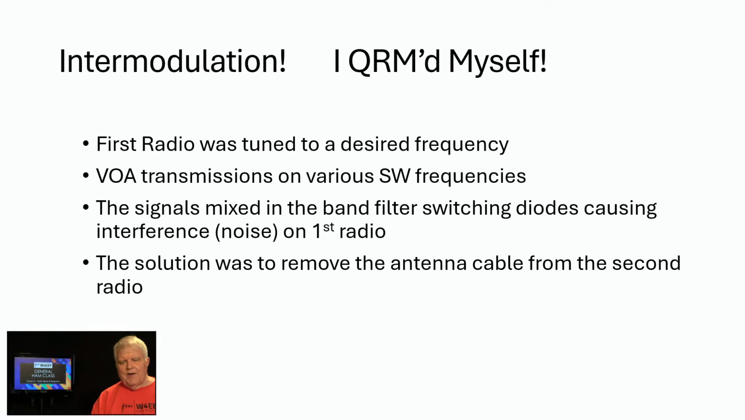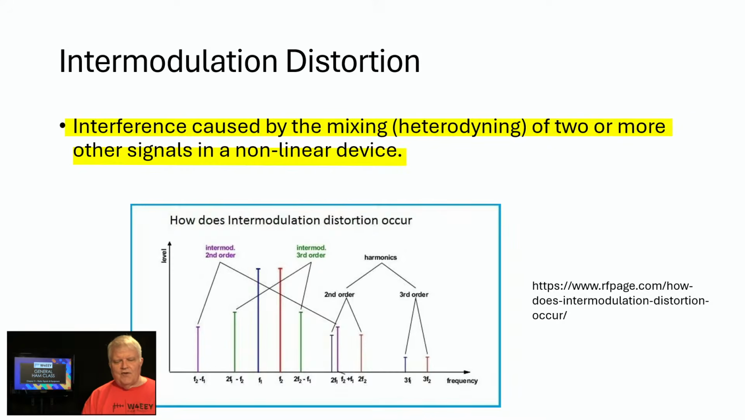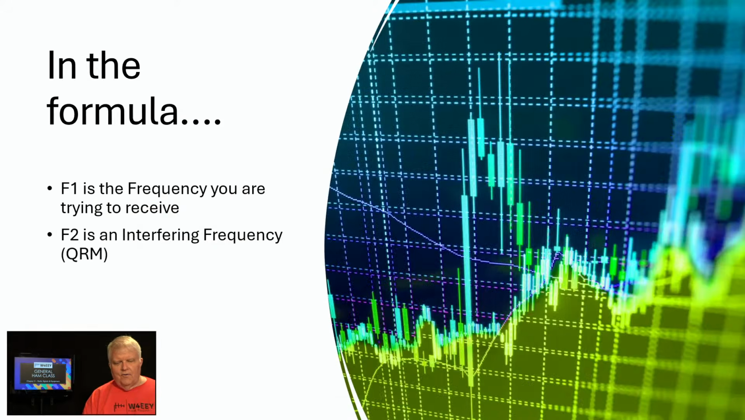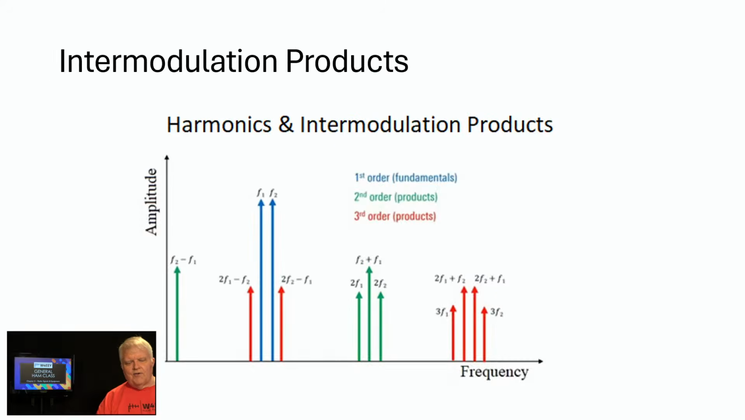So I QRM'd myself with intermodulation distortion. Intermodulation distortion is interference caused by the mixing of two or more other signals in a nonlinear device, such as a diode. And we talk about intermodulation products. Just know that third order or odd products are the pesky ones, and they're close to the fundamental frequencies.